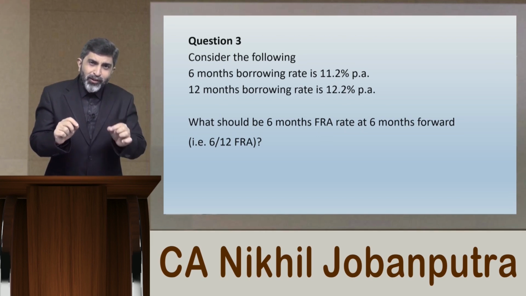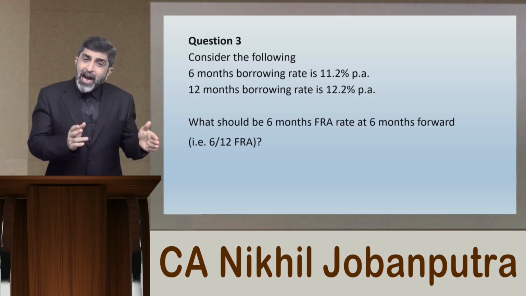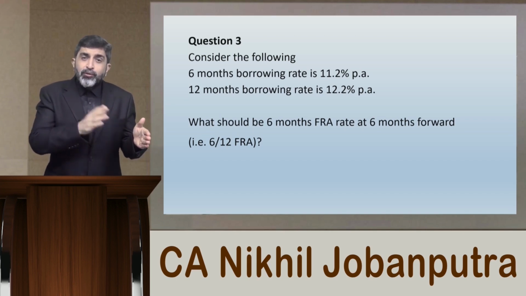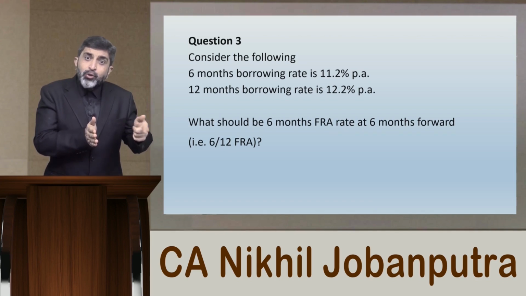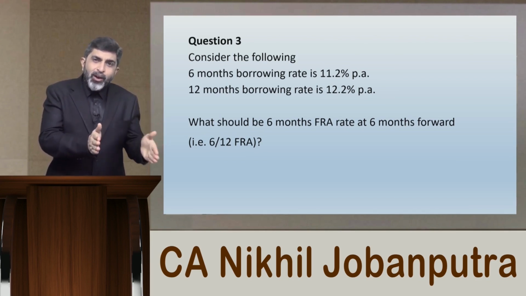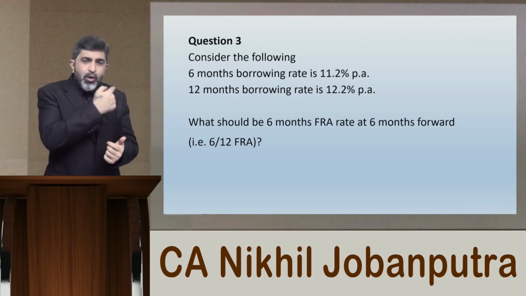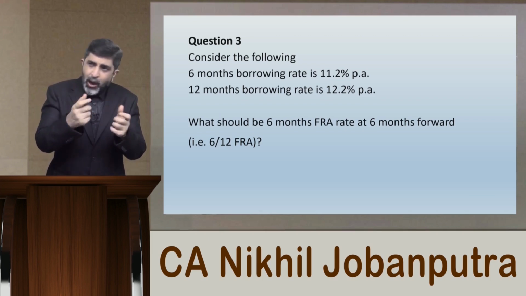Why? Because the borrowings will initiate after 6 months from now and the borrowings will terminate after 12 months from now. So the borrowing period will be initiating after 6 months from now and terminating after 12 months from now. So the borrowing period will be 6 months, that is from the end of the 6th month to the end of 12 months. That is how we interpret 6/12 FRA. So the idea about how to interpret a given FRA, that you have understood.